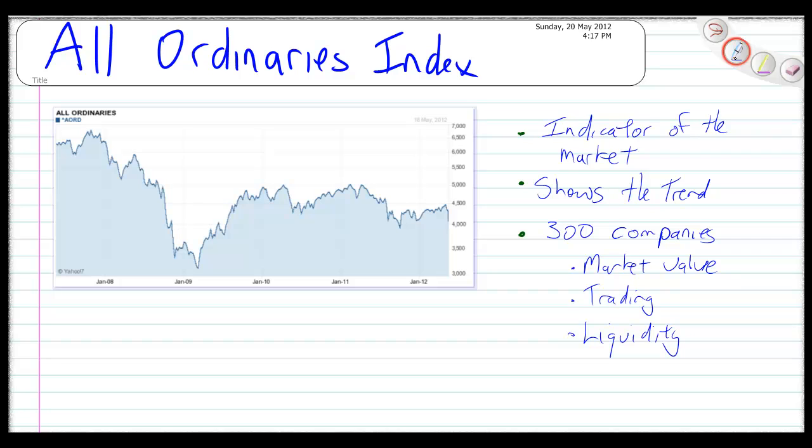Alright, we're looking at the All Ordinaries Index, and this is another graph or another tool that we can use to give us an idea of when to trade and when to buy and sell, but more importantly tells us how the whole market's going.